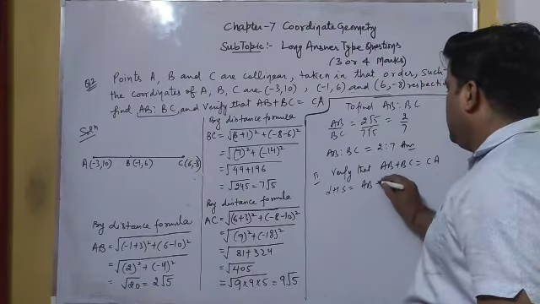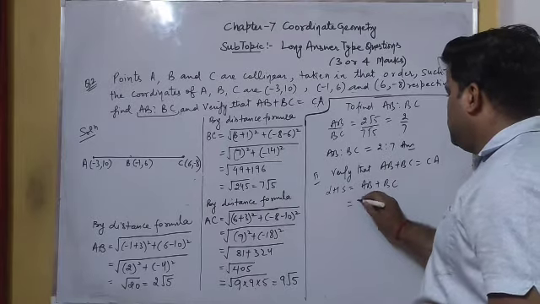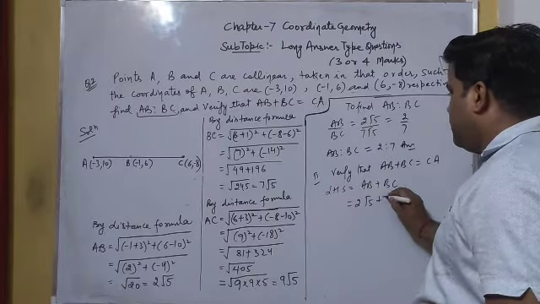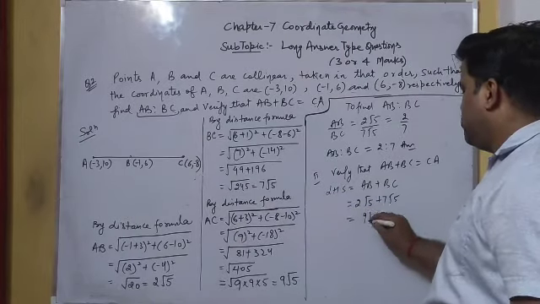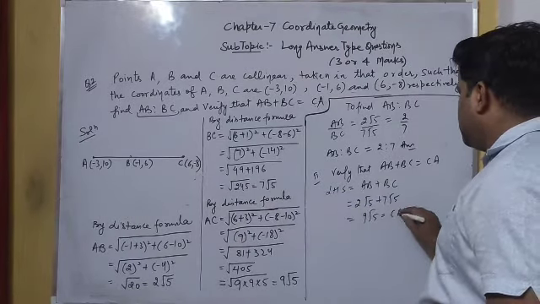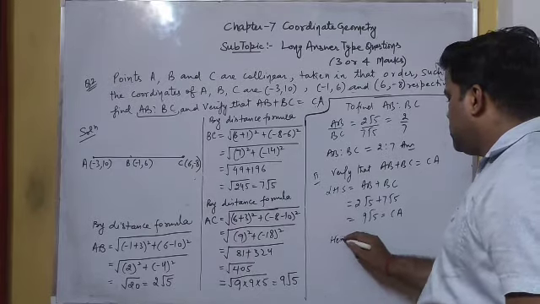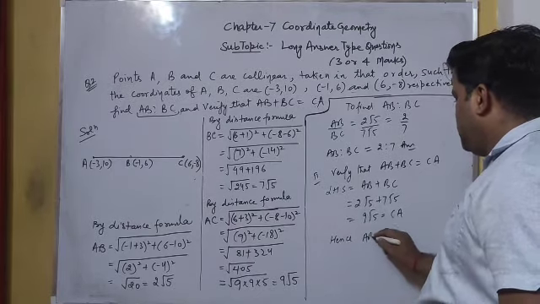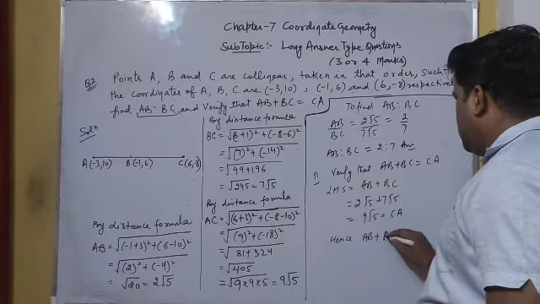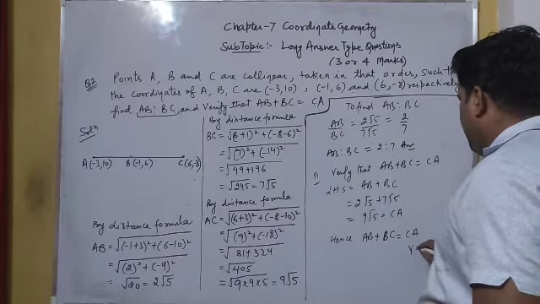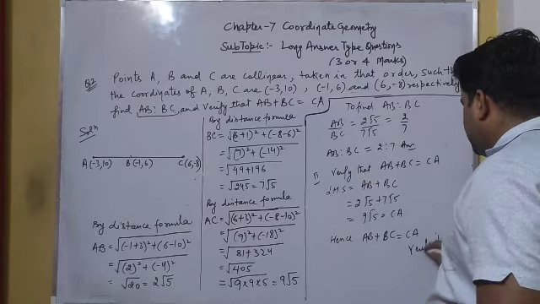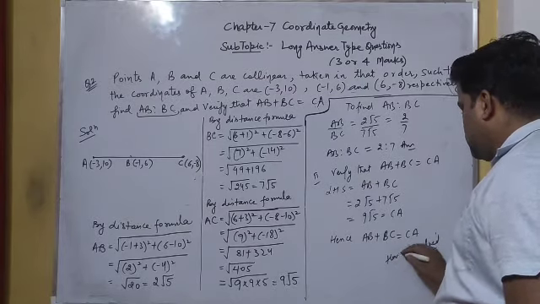Here AB plus BC is equal to 2 root 5 plus 7 root 5, as the values are given. So we get 9 root 5, which is finally equal to AC. So hence AB plus BC equal to AC. Verified. Hence, now let us come on question number 3.